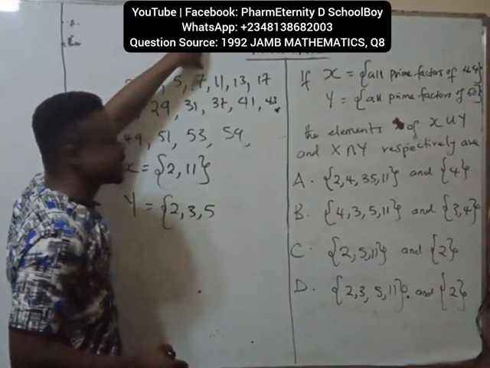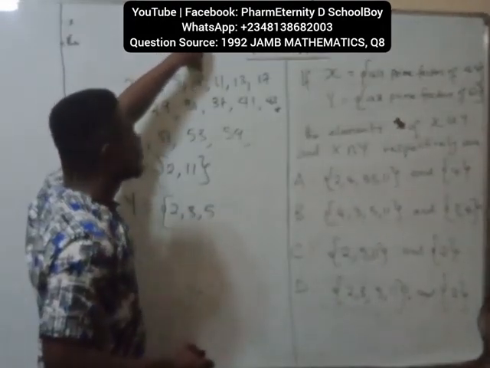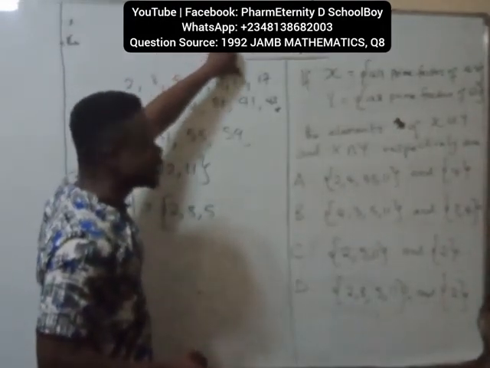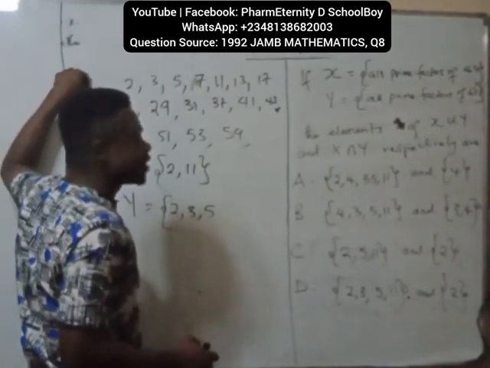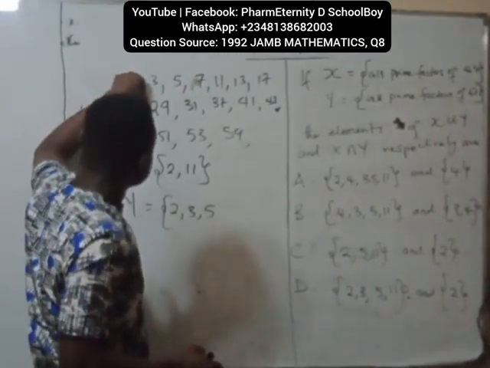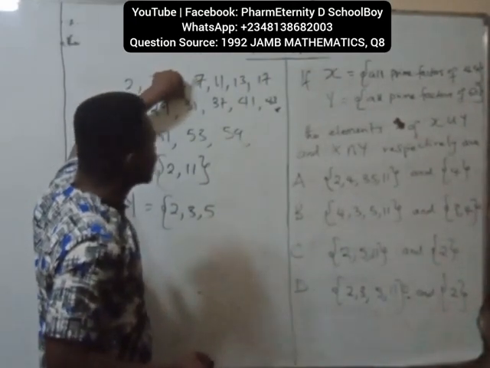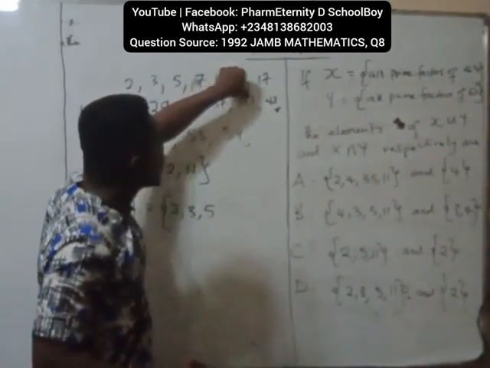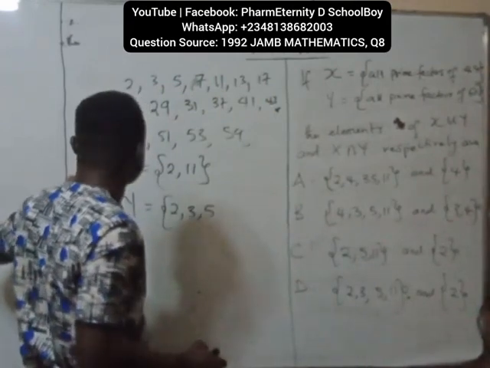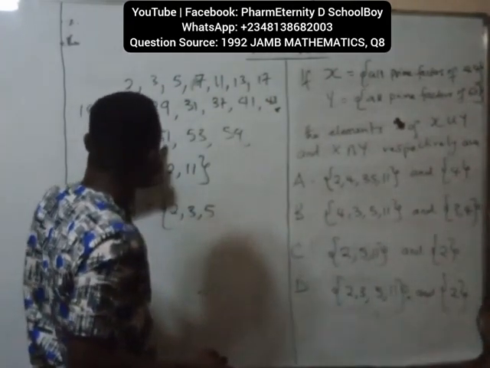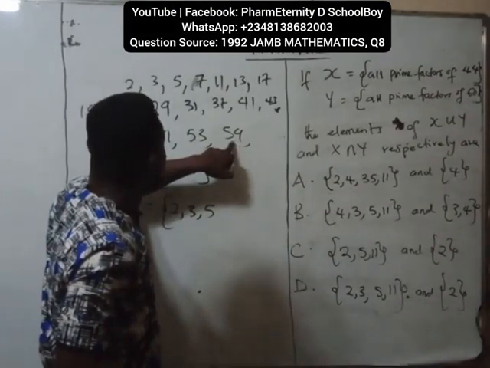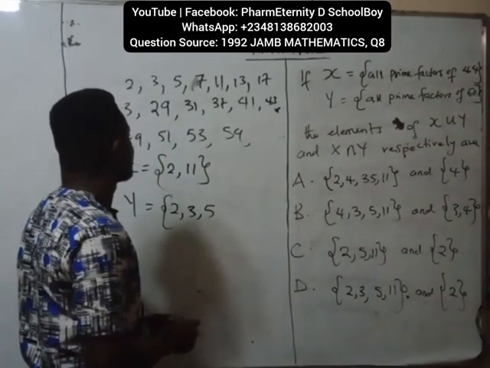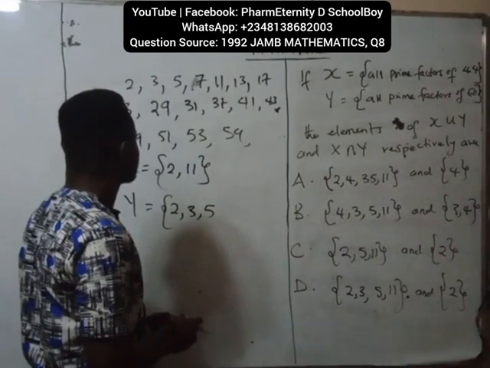Can 7 divide 60? Cannot, it will give you remainder. 11, 13, 17, 19 will give you remainder. 23, 29, 31 will all give you remainder. 37, 41, 43, 47, 49, 51, 53, 59 will all give you remainder.